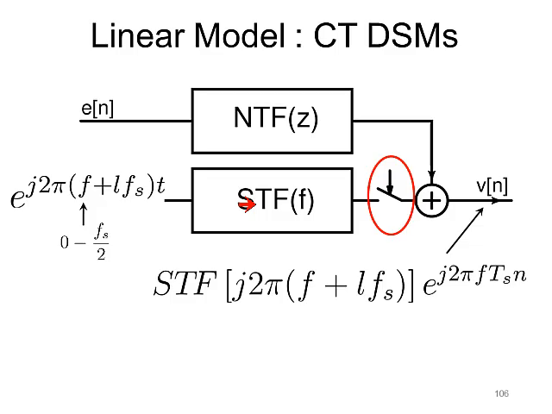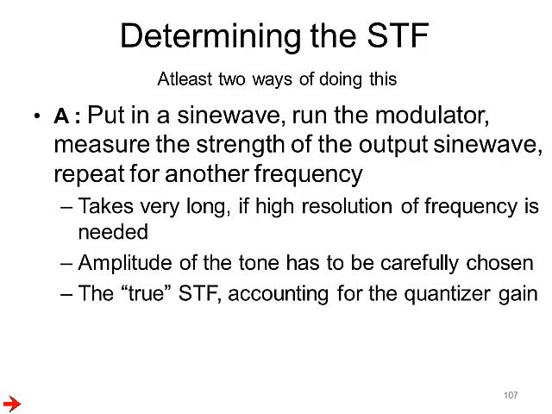There are at least two ways of doing this. One is to take the delta sigma modulator, put in the input tone that you want to measure the frequency response at. You run the modulator for a long time, you collect the output data samples, perform an FFT. This will consist of the input signal plus the shaped quantization noise. And you can keep doing this for every frequency that you want to measure the response at. Now, this takes very long if you want to do this over a large number of points.